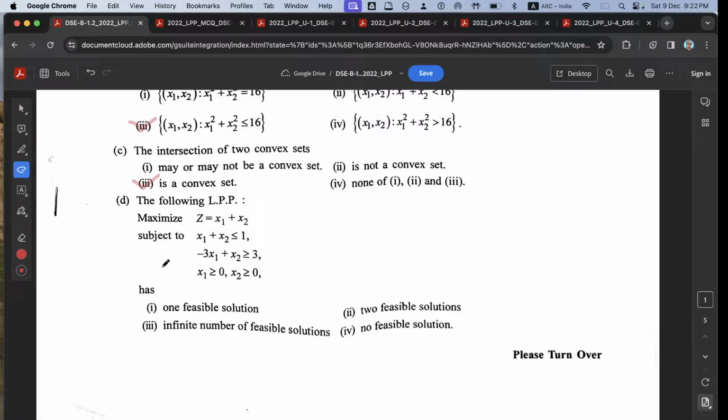Question D. The following LPP, maximize z equal to this, subject to this, has: 1, feasible; 2, feasible solution; 3, infinite number of feasible solutions; 4, no feasible solutions.